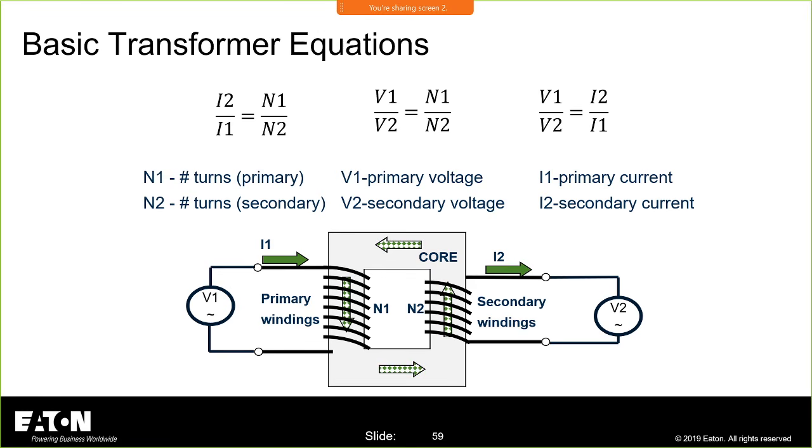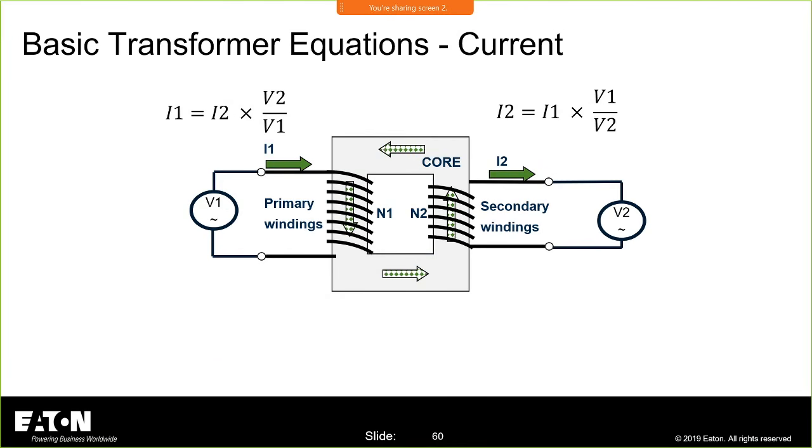You'll see, we'll plot everything at the same voltage, but not all of those devices are at the same voltage in the power distribution system. We will move those overcurrent devices to the same voltage based upon the turns ratio. That will impact the trip curve. So, for example, I1 is equal to I2 times the secondary voltage over the primary voltage. I2 is the primary current times the primary voltage divided by the secondary voltage.